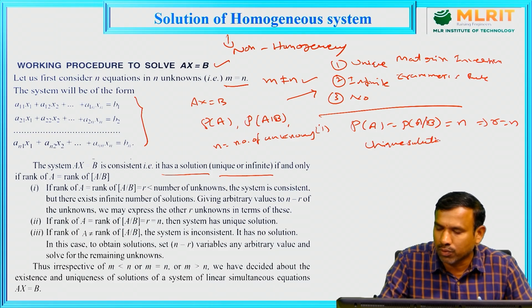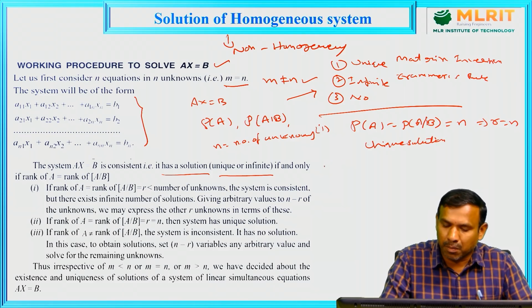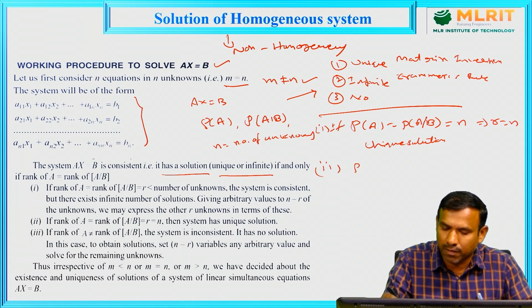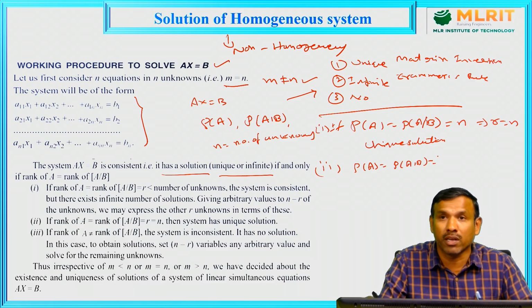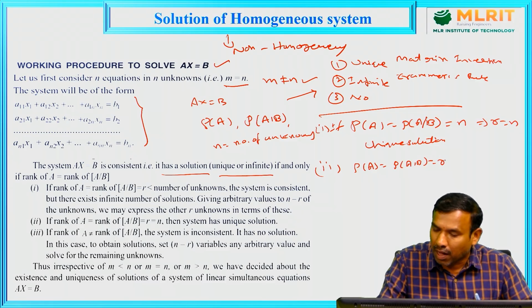Unique solution. Now case 2. If rank of A is equal to rank of A by B, both are equal, no doubt a solution exists, since both must be equal, but r is less than n.